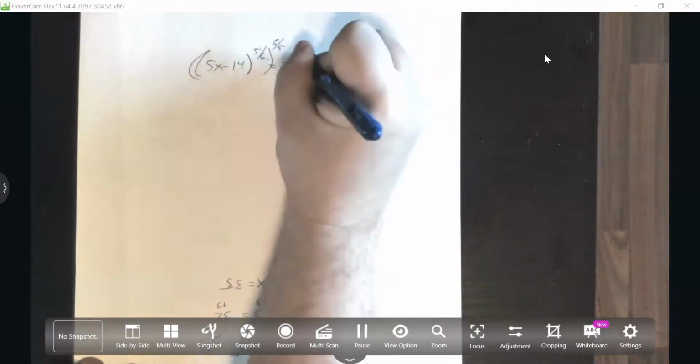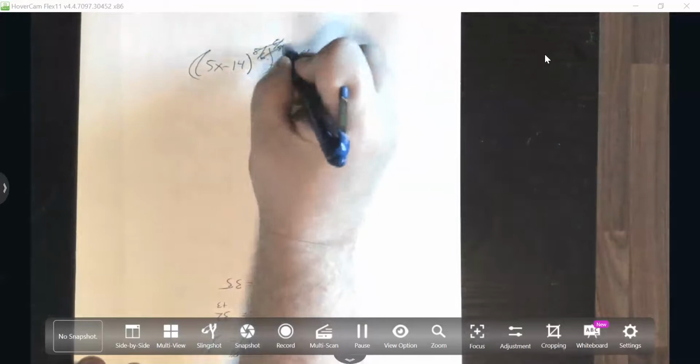Second step, we're going to take the reciprocal power and raise both sides. So it was 5/6. Our reciprocal would be 6/5. So I'm going to raise each side to 6/5. 5/6 and 6/5 cancel. We get our 5x minus 14 equals 32 to the 6/5, which is 64.